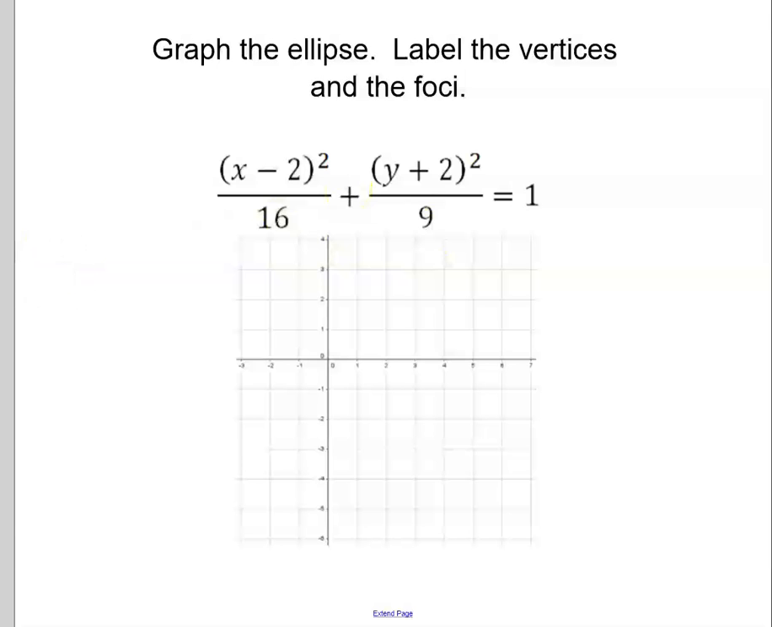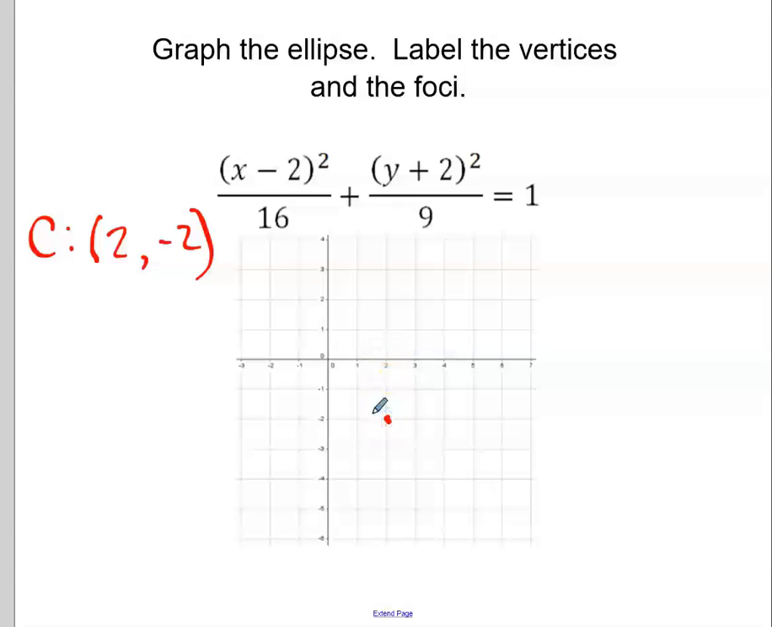So the first thing, just like we would do with a circle, is find the center. You find the center in the same way you find the center of a circle. The big thing to remember is that the coordinates are opposite of what you have inside the parentheses. So here we have a 2 because it's x minus 2, and this is y minus negative 2, so the y coordinate is negative 2. Remember, the center ends up having opposite signs of what's actually inside the parentheses. So I'm going to put my dot at 2, negative 2, right there.